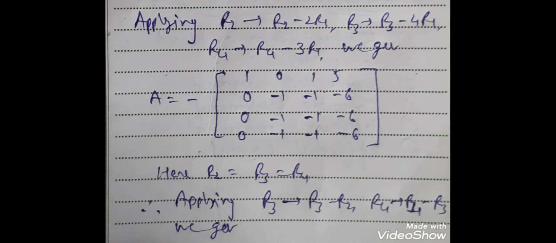Then we get the matrix A. Minus 1, 0, 1, 5 are the elements of the first row, and the second, third and fourth rows have the elements 0, minus 1, and minus 6. Now we take the third row; there is a change in the third and fourth rows. If we take R3 minus R2, then all the entries of the third row will be 0, and with R4 minus R3, all the entries of the fourth row will be 0.